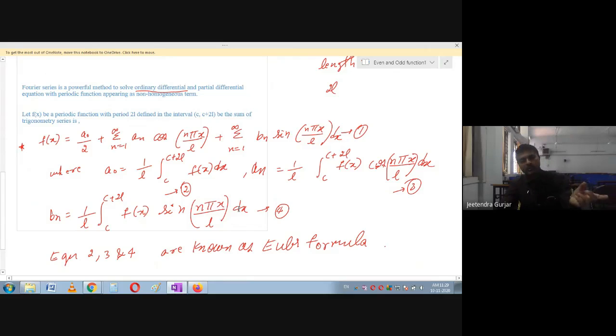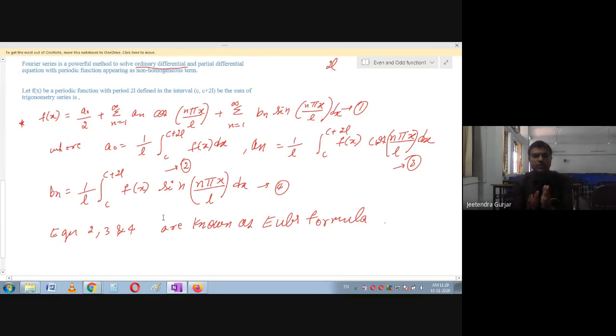Suppose the interval may be from pi to minus pi, the interval changes. Even from 0 to 2 pi, or 0 to pi is there. So all this interval will change accordingly. Please remember equations 2, 3 and 4 are known as Euler's formula because Euler has given this formula.